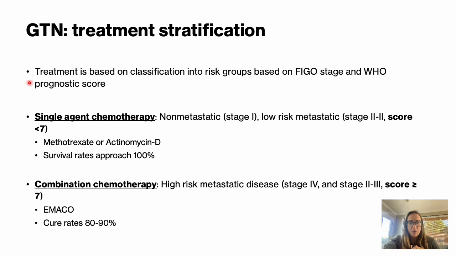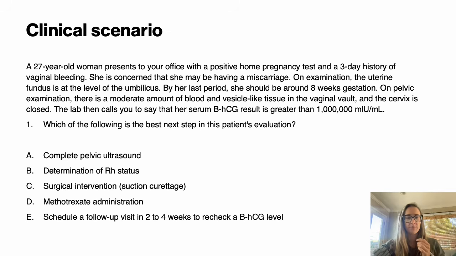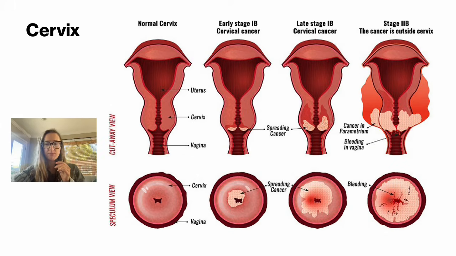And so you calculate your WHO score. If it's less than 7 or greater than 7, if it's less than 7, single agent chemo. If it's greater than 7, you're going to need combination or multi-agent chemotherapy. We won't go over that in this one. I actually have a GTN lecture as well, so go see that one if you want more in-depth information about this topic. Here are some questions about GTN, GTD, and we're moving on to cervix.